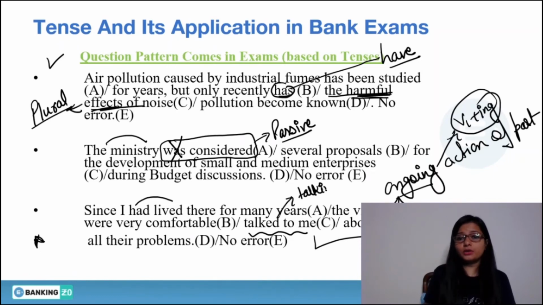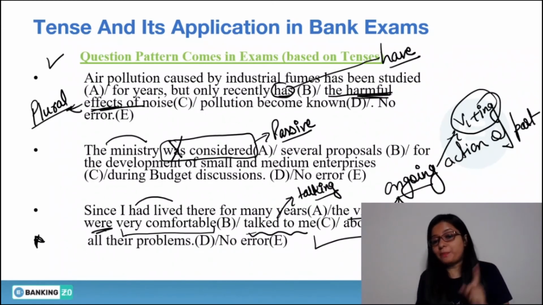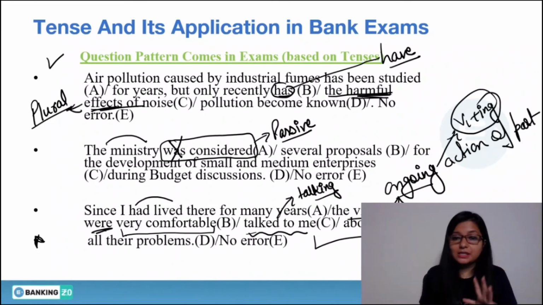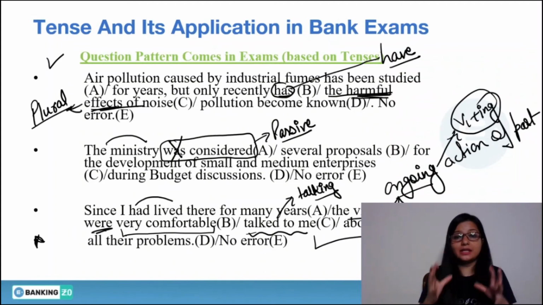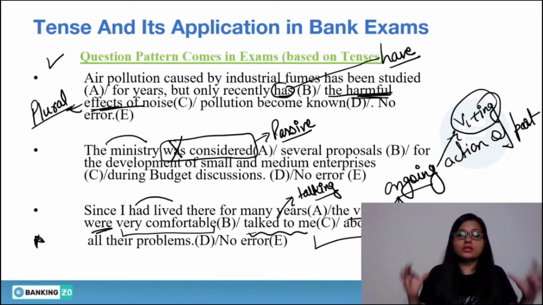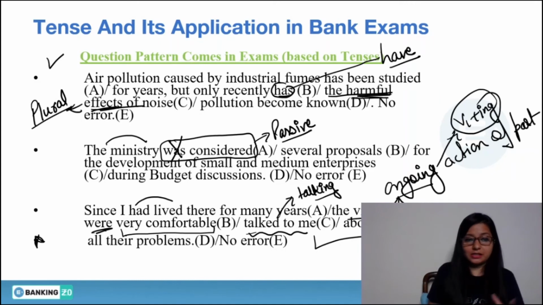And one more thing you can find here is this: the villagers were very comfortable talk to me. No, if you say were talked, then it makes your sentence passive, but this is not a passive sentence. Convert it into past continuous tense, because this action or this incident was of the past. Create the sentence, or convert the sentence, in past continuous tense.